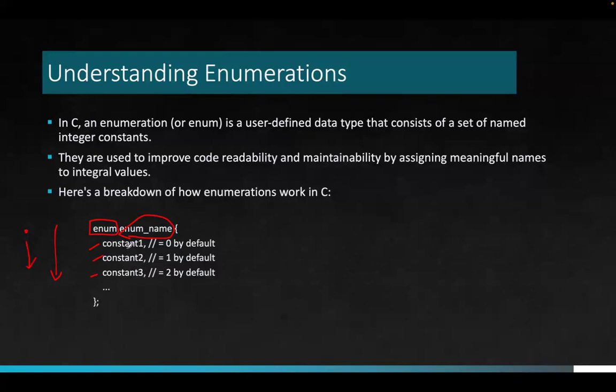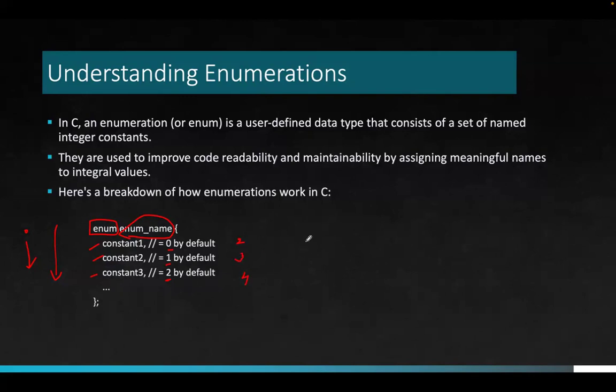So constant 1 will automatically be assigned 0, constant 2 will be assigned 1, and constant 3 will be assigned 2. Let's say you don't want to assign 0 to constant 1. Then you just assign 2 here, and at last 4 here. So 3 will automatically be assigned to the one in between.